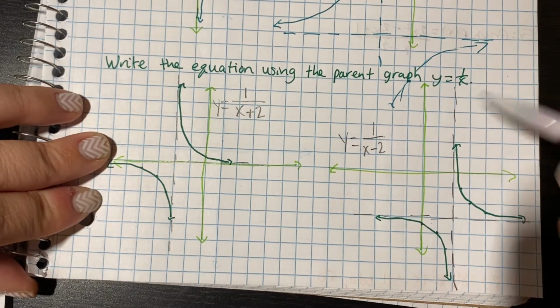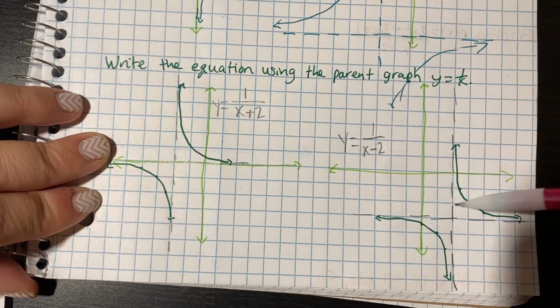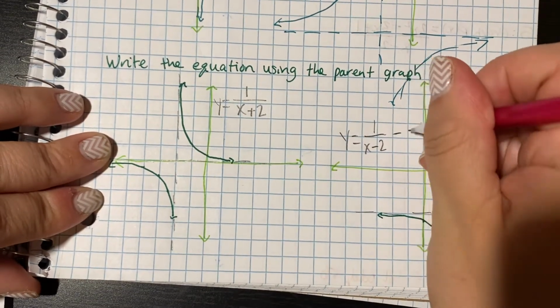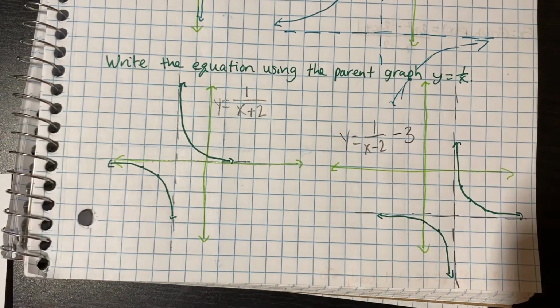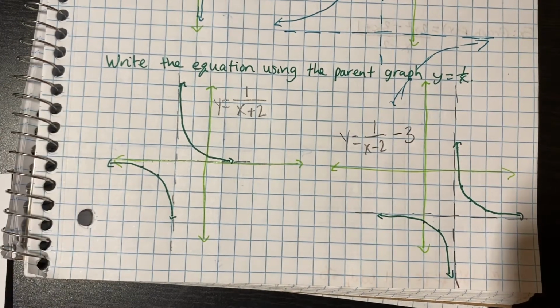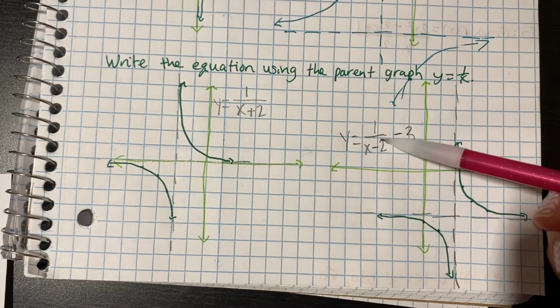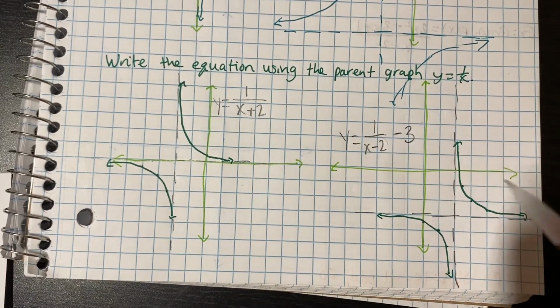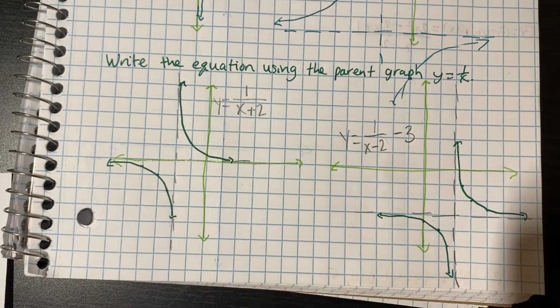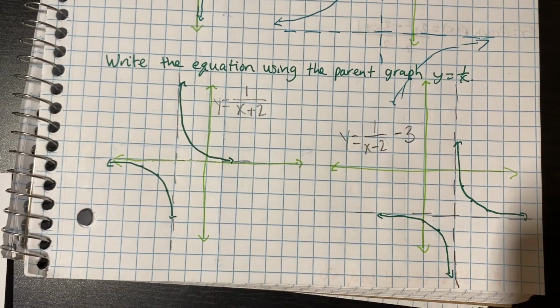Then do we go up and down any? Yeah, it looks like we go down 1, 2, 3. So then at the end, we're going to add a -3. These rules are the exact same rules as parent graphs from earlier. Anything on the end is the y change. Anything next to the x is the x-axis change. And that's it. That's your answer.